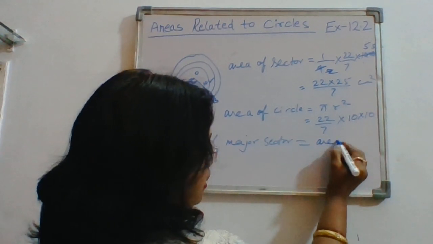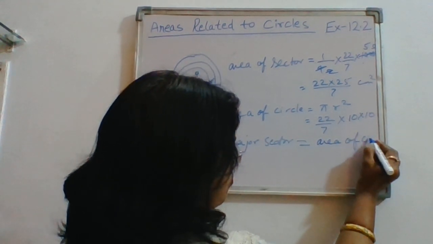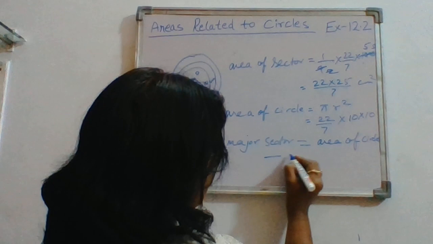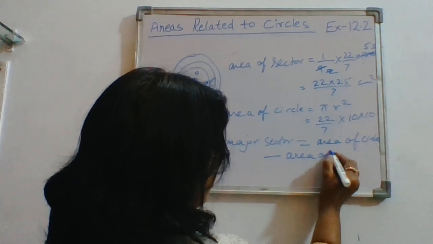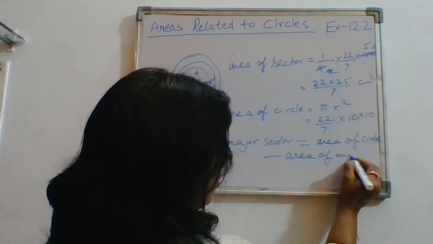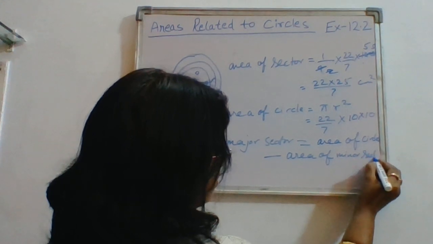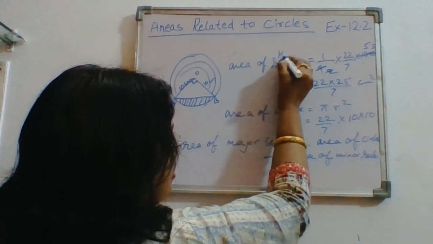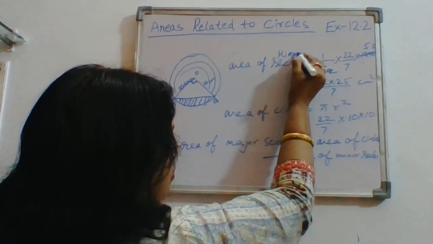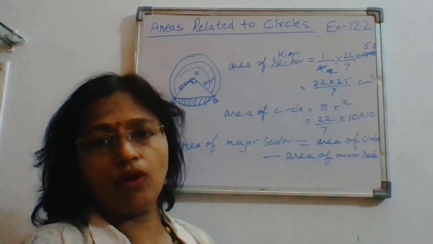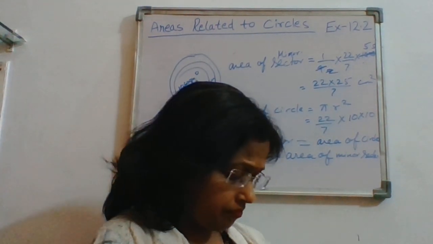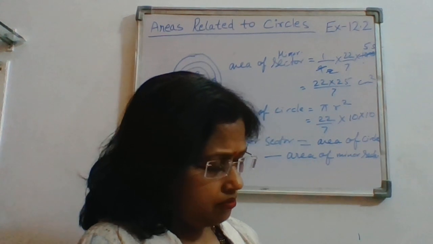Area of the circle minus area of the minor sector. This is your area of the minor sector only. You all can calculate this. Now see the next one.